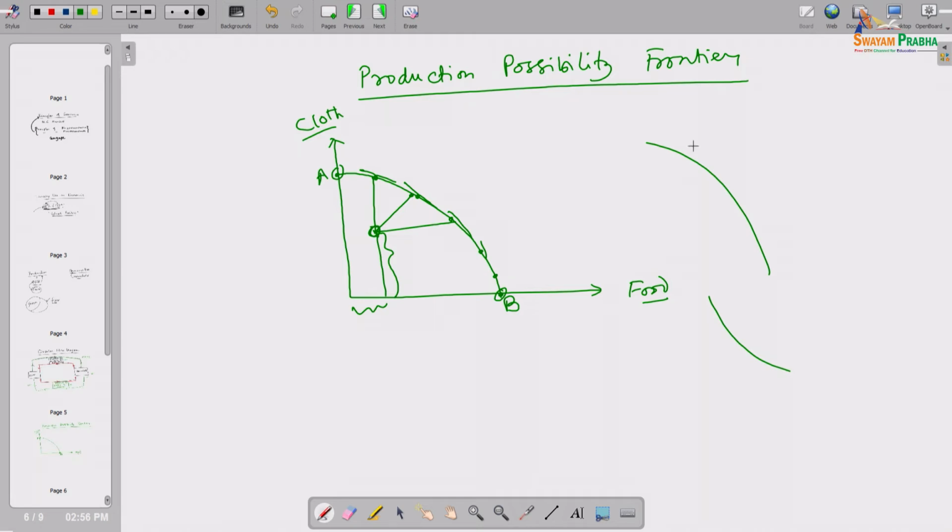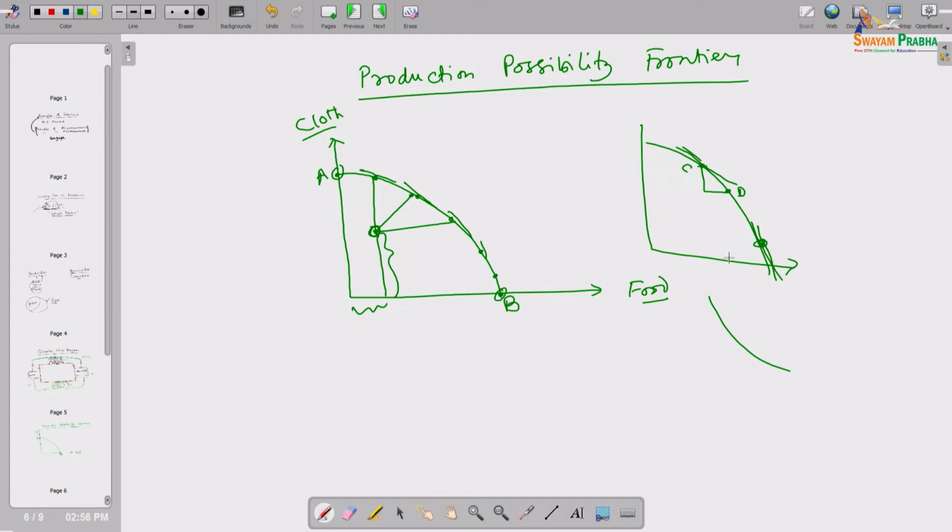Its slope is called the marginal rate of transformation. Suppose at this point, what is the slope? This point's slope is much steeper, right? If you draw a slope here, it is much steeper. So if you go from this point to that point, suppose this is point C and this is point D, going from C to D means what?